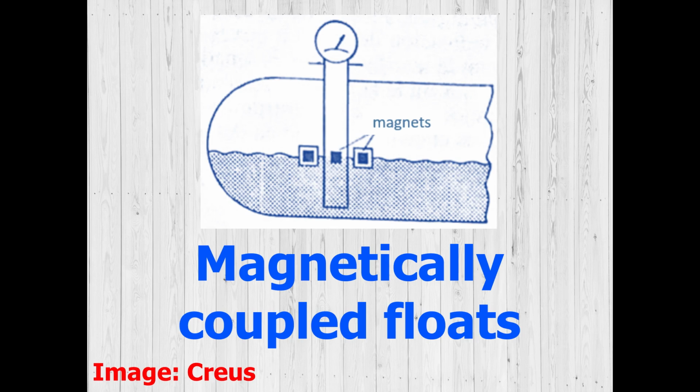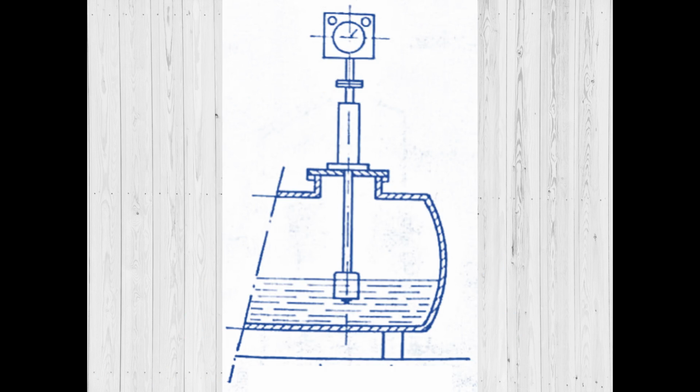The magnetically coupled floats slide externally along a steel guide tube placed vertically inside the tank. Inside the tube, there is a magnetic piece that follows the movement of the float and that by means of a cable and a set of pulleys drags the index of an instrument located in the upper part of the tank. This instrument can also be a pneumatic, electronic, or digital transmitter.